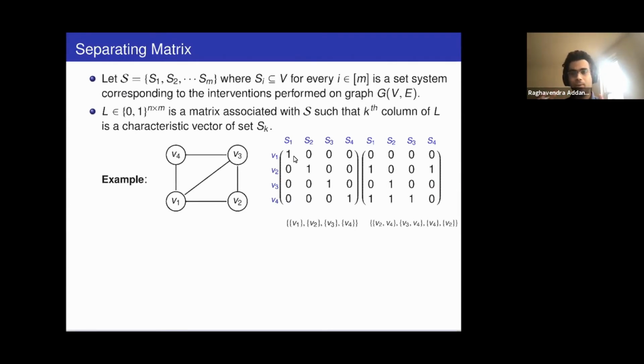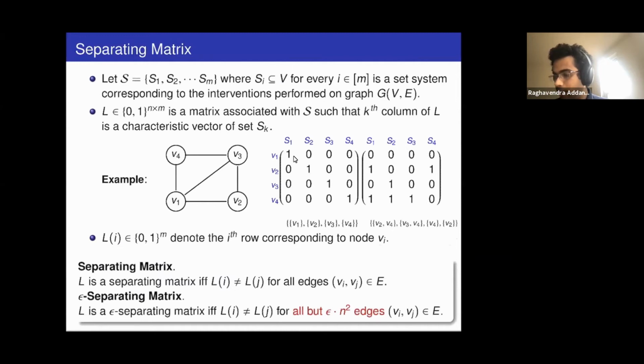The reason why we shift to matrix view is, so far we have looked at this set of interventions which must be performed. Now we'll look at the row format and make use of these row formats in an interesting way. So instead of picking interventions and finding them one by one, we'll look at a node and see its contribution to all the interventions simultaneously. So L of i denotes the ith row corresponding to the node Vi. So it's a vector associated with every node. L of 1 represents the vector of V1 in this matrix L, so on and so forth.